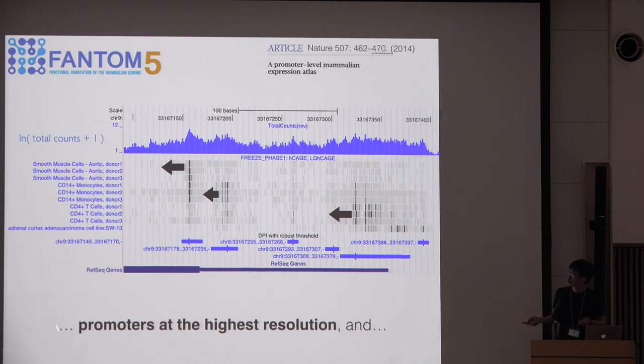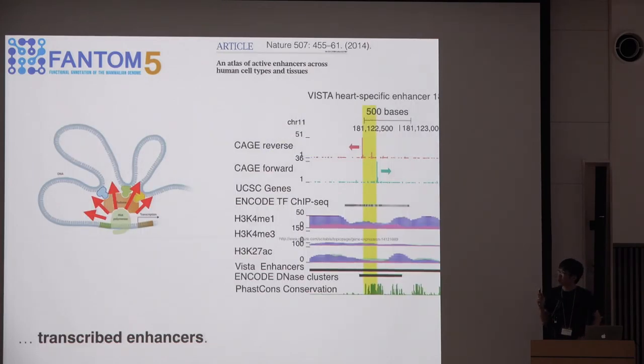Our data enable us to identify promoters at the highest resolution. And our data also enable us to identify enhancers. This is a distal regulatory element, a kind of remote controller of gene expression. This is a genome. Polymerase 2 is sitting here, and the enhancer elements are sitting around the signals here. These distal elements have been quite difficult to identify so far. However, recent technology like ChIP-seq produces data for enhancers, and our data also enable us to identify these regions as well.